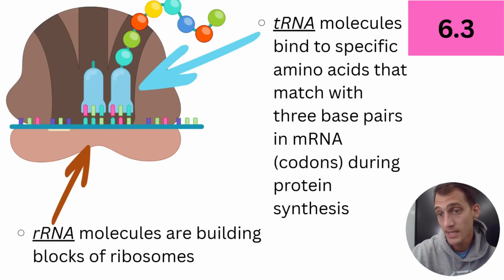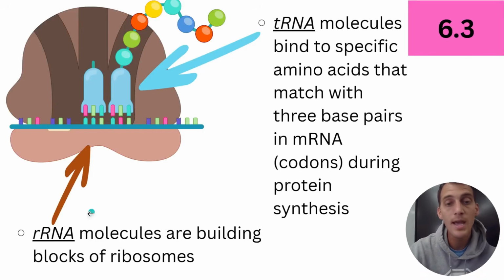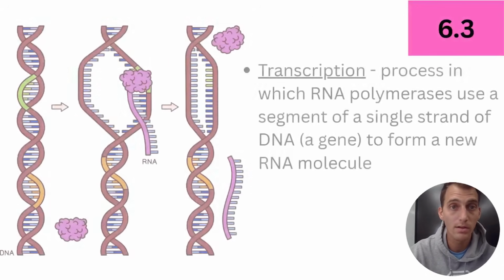mRNA contains the code of that gene that's brought over from the nucleus to the ribosome. tRNA are RNA molecules that are going to bind to mRNA in 3 bases and bring over an amino acid, and rRNA is what makes up ribosomes. All right, so those are what you've got to look for.